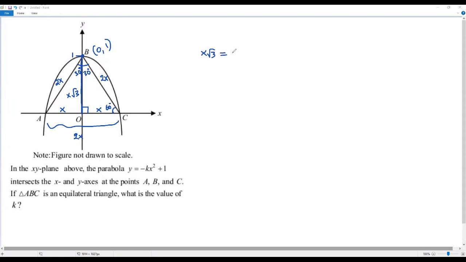So x times square root of 3 and 1 must be equal, because both of them represent the height of the triangle OB. Now let's solve for x in this equation. For that, we divide both sides by square root of 3. Then the square root of 3 cancels out, and I get x equals 1 over square root of 3. Here this x represents the length of the line segment OC.